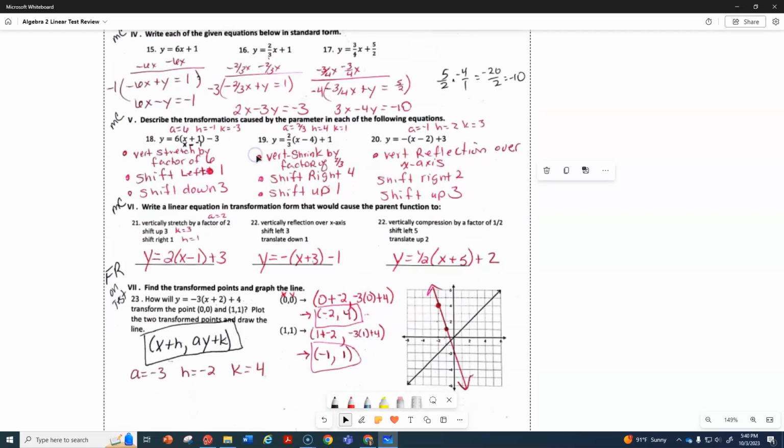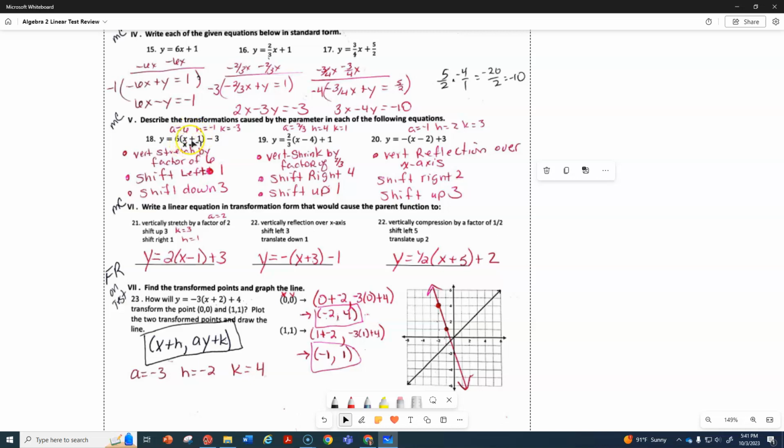Describing the transformations. You've got to figure out what your A, H, and K are, and then memorize what it means. A is either a stretch or a shrink. It's a stretch if it's a number bigger than 1. If A is negative, then you're going to have a reflection. H moves it left and right. K moves it up and down. So be sure to remember to change the sign of H. That's going to be the number one thing that everybody forgets.